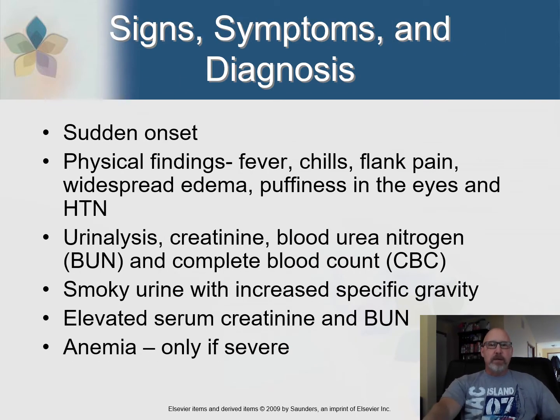So what do we get? We get a sudden onset, especially if it's acute glomerulonephritis. We get the fevers, the chills, the pain. You're going to get widespread edema because the fluid permeability is not there, so the fluid is retained. You're getting fluid retained, what are you going to have? Hypertension. That's right. Blood pressure is going to go up through the roof.